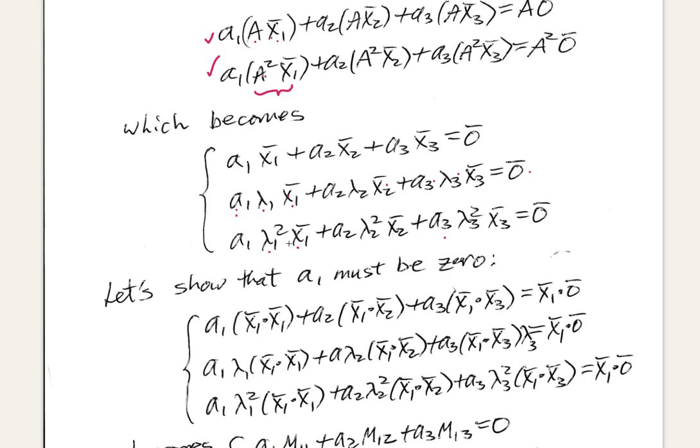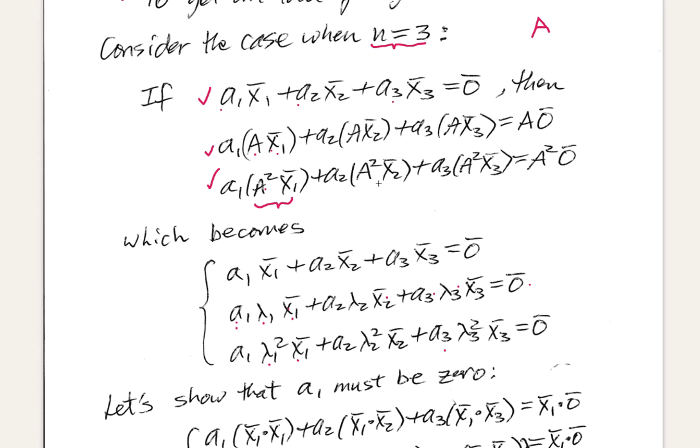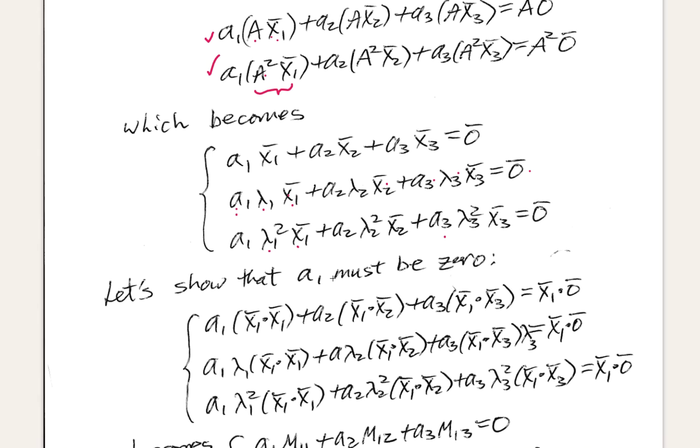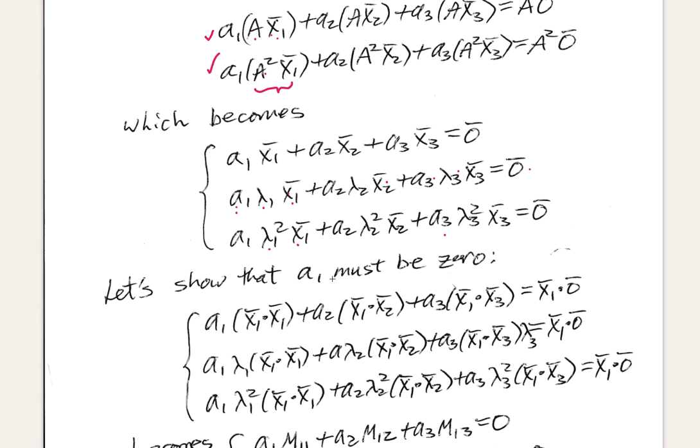So now we've got these three equations instead of these ones. Now, I want to show that a sub 1 must be 0. To show a sub 2 and a sub 3 are 0, you'll do something similar. But I want to show a sub 1 is 0.